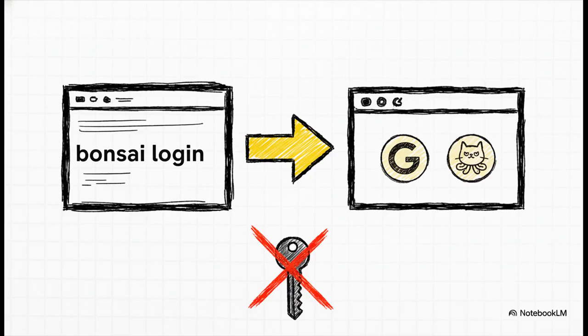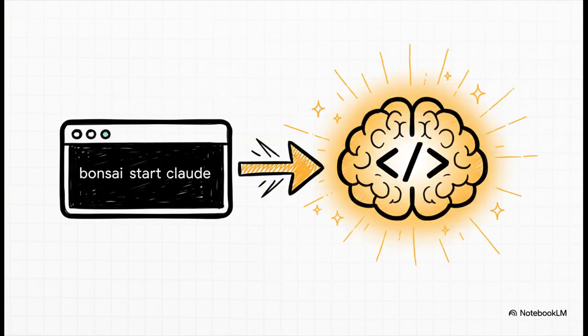Next, you just need to log in. Type bonsai login. And this is where the real magic happens. A browser window will pop open, you'll log in with your Google or GitHub account, and that's it. Seriously, no digging around for API keys, no messing with environment variables or config files. And finally, the moment we've all been waiting for. To actually start your AI coding session, you just run bonsai start claude. This single command fires up the entire Claude Code interface, fully connected and ready to help you write some code.